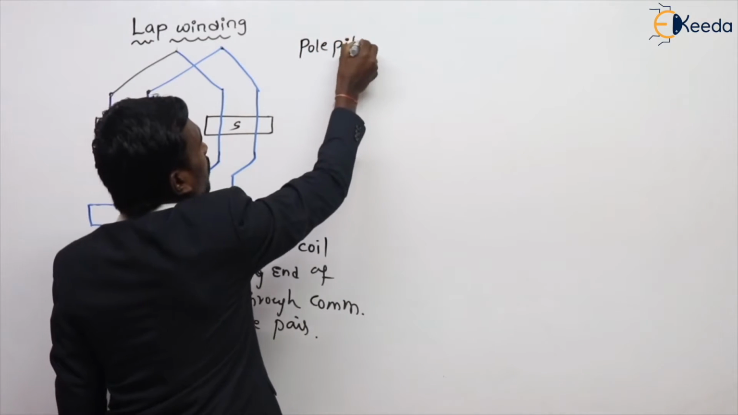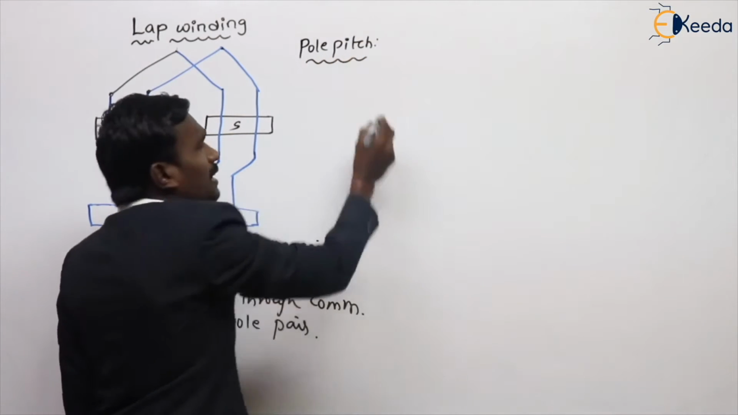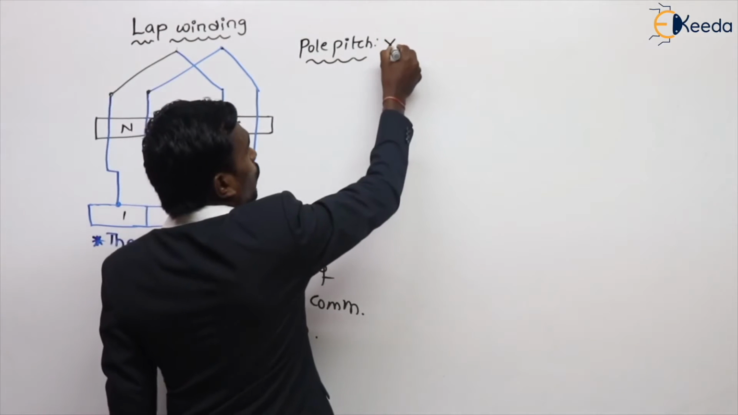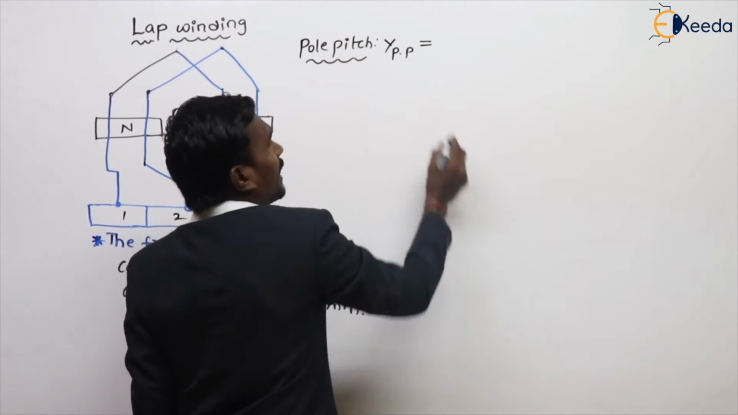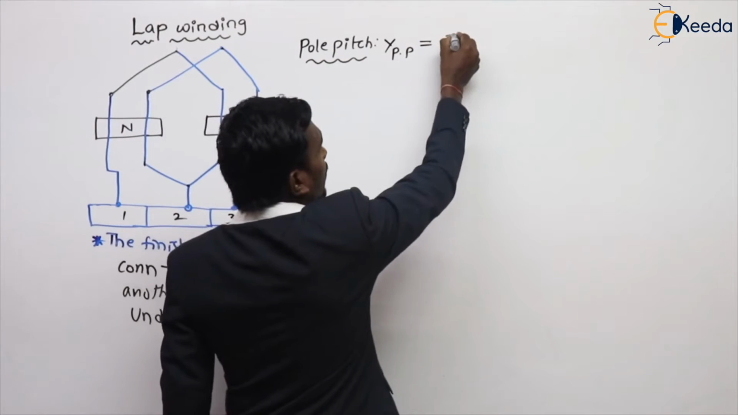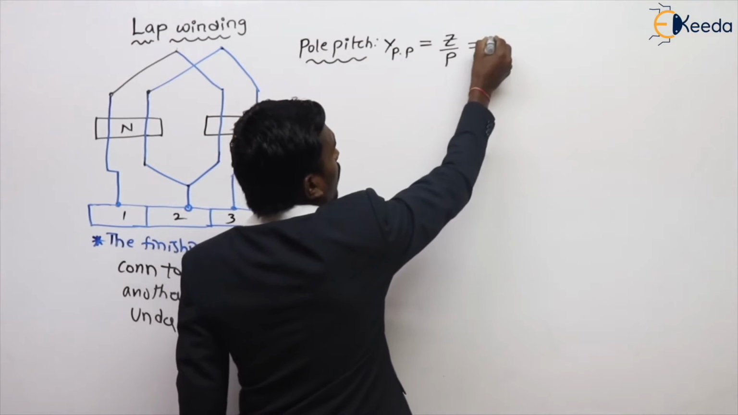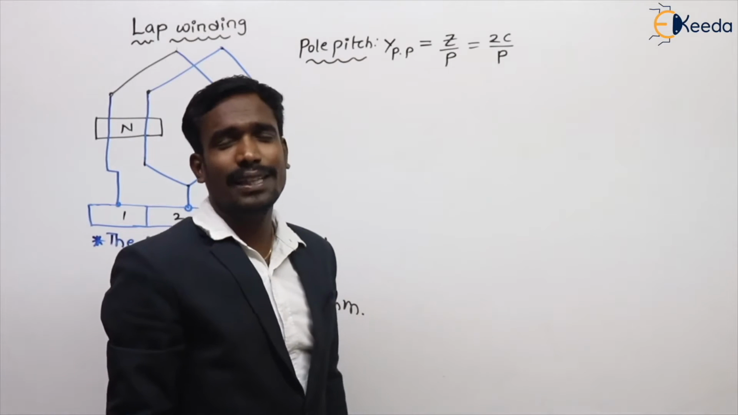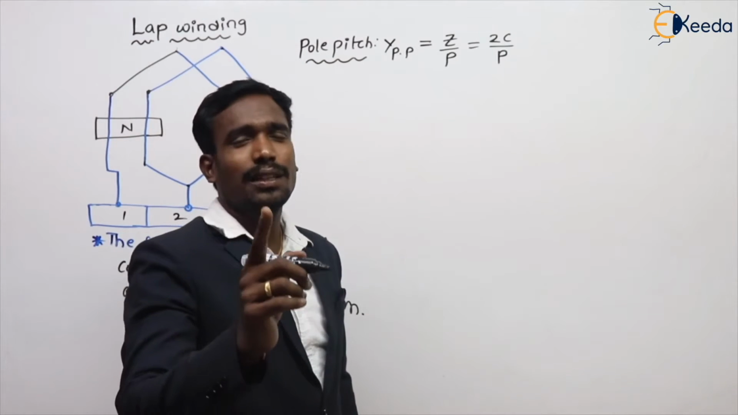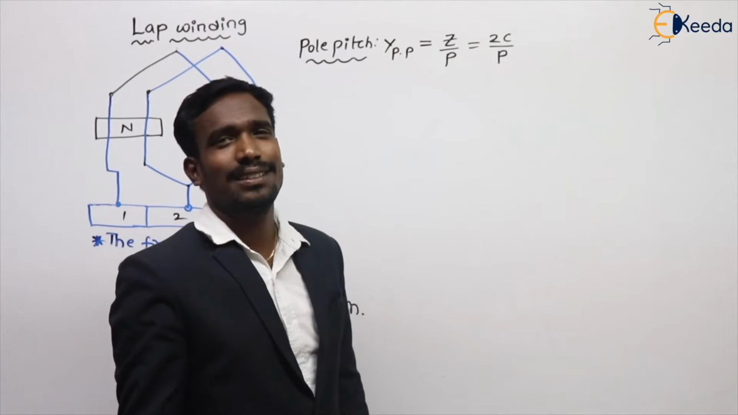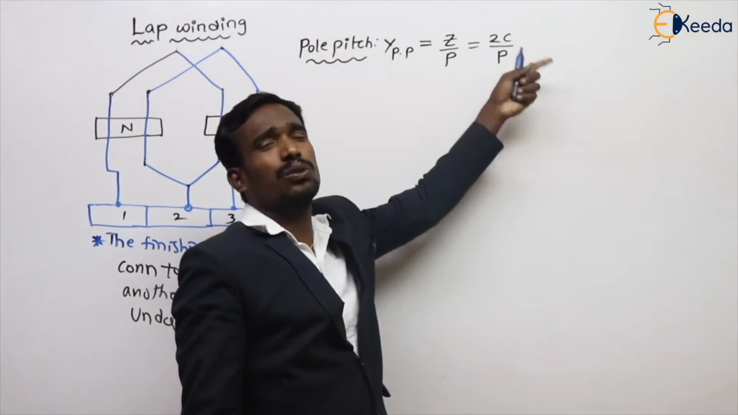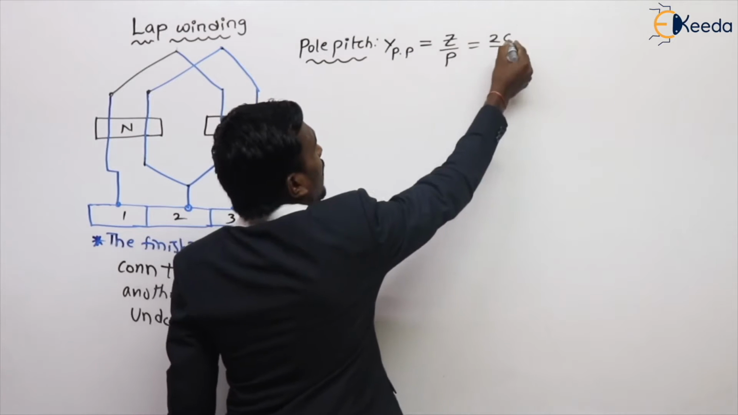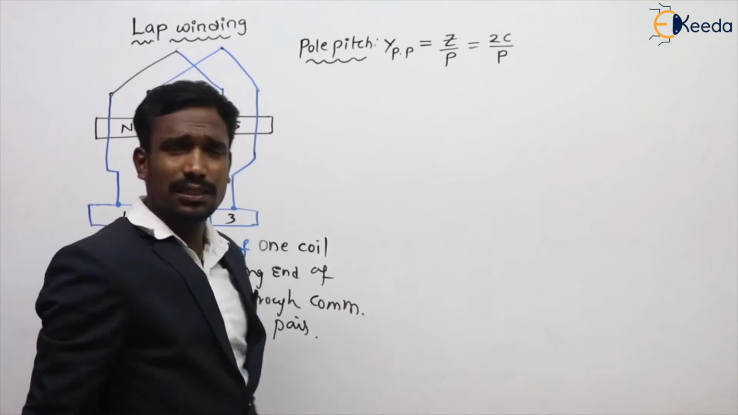Do you know what pole pitch is? Pole pitch is nothing but the distance between two adjacent poles. Here we can define the pole pitch as the number of conductors per pole, or 2 times the coils per pole for a single-turn coil. For a single-turn coil, one coil has 2 turns, meaning one coil side has only one conductor, so 2 times the coil sides means 2 conductors. So pole pitch is nothing but Z by P, or 2C by P for the coils.